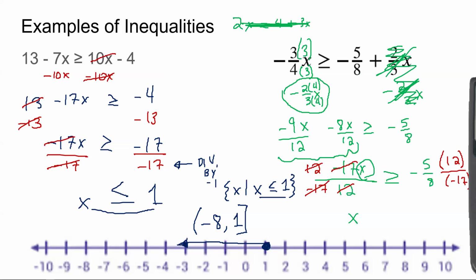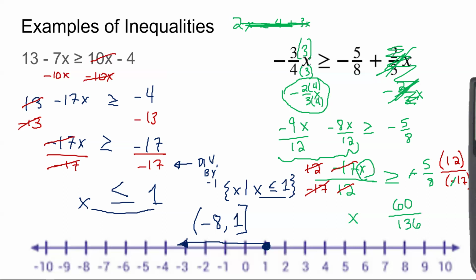Let's see what we got. I got a negative times and divided by negative. So let's let those negatives cancel out. 5 times 12 is 60. 8 times 17. 8 times 10 would be 80. 8 times 7 is another 56. 80 and 56 would be 136.